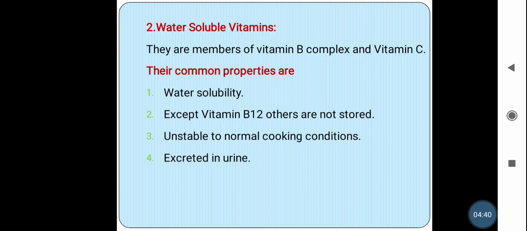So what are the properties of these water soluble vitamins? First, they have water solubility, meaning they get dissolved in water. Again, except vitamin B12, others are not stored in our body. Again, these water soluble vitamins are unstable at the normal cooking temperature, or they get disintegrated or decomposed at the cooking temperature. They are not stable. And generally these water soluble vitamins are excreted through the urine.